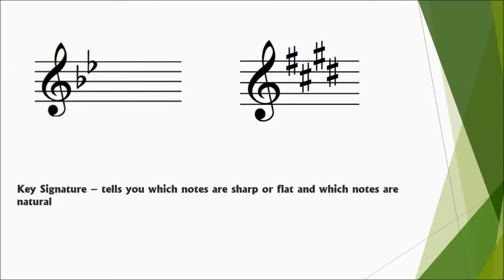Not only are you going to see your clef and your time signature in the top left-hand corner of your music, but you're also going to see a key signature. And your key signature tells you which notes are sharp or flat and which notes are natural in your music. So for example, in this you'll see 2 flats, which are B flat and E flat, so that tells me we are in the key of B flat. And over here you're going to see 4 sharps, F sharp, C sharp, G sharp, and D sharp, which tells me I am in the key of E major. We'll talk about key signatures more in depth in a different video.